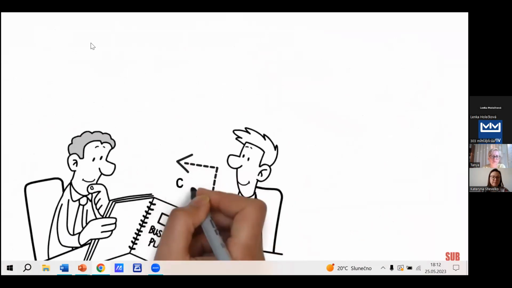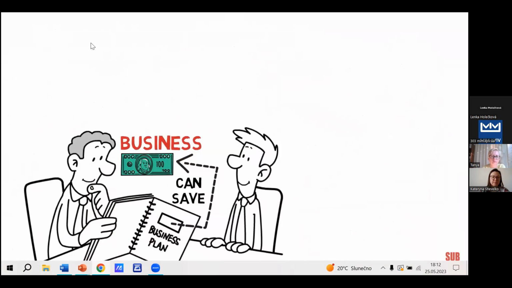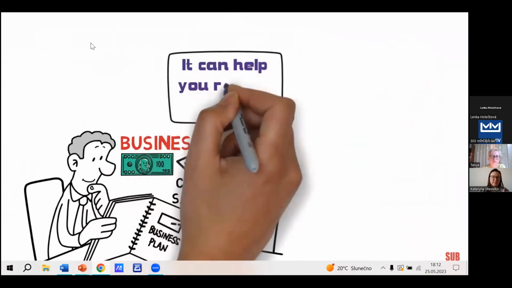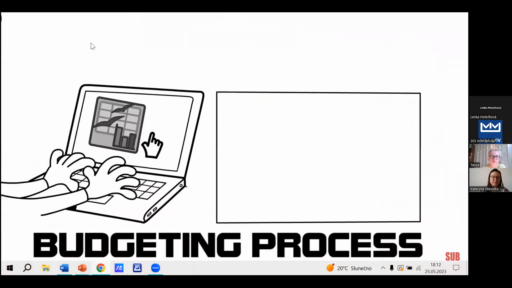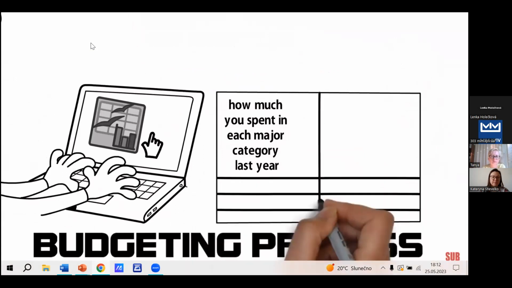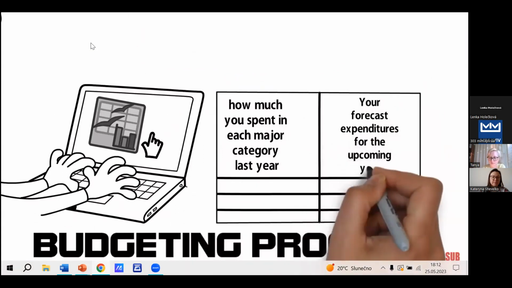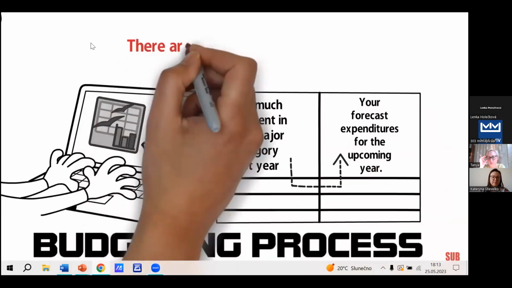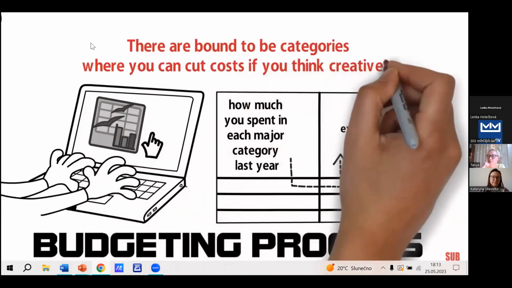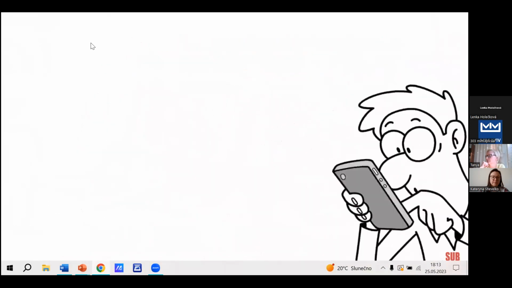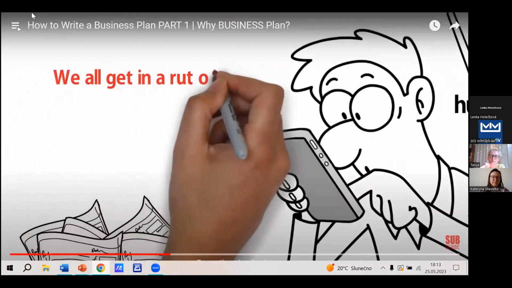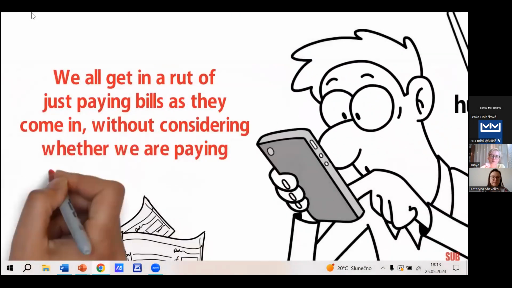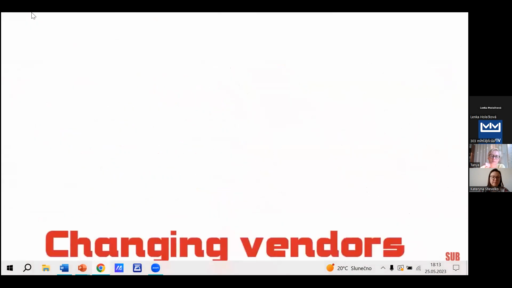The business plan document you create can actually save your business money in a number of ways. First, it can help you reduce expenses. You might start your budgeting process by building a spreadsheet showing how much you spent in each major category last year, and then have a column next to that for your forecast expenditures for the upcoming year. There are bound to be categories where you can cut costs if you think creatively. Changing vendors is one example of how costs can be cut. We all get in a rut of just paying bills as they come in, without considering whether we are paying more than we need to.